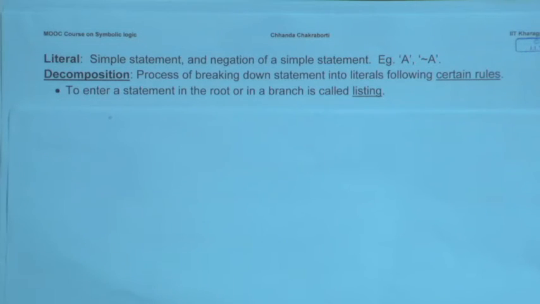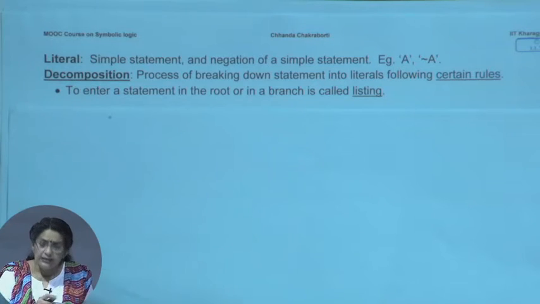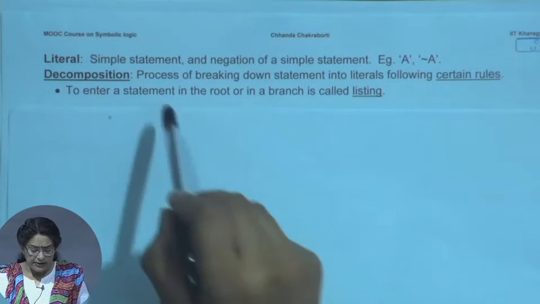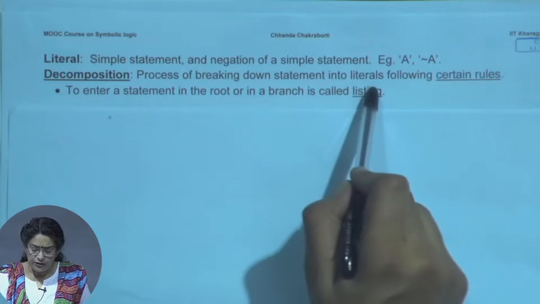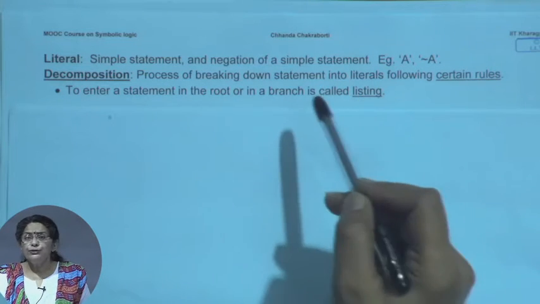So, literals you cannot break them further, you cannot decompose them further. So, at this level the decomposition process is completely over. What is the decomposition? As I said, the decomposition is nothing but taking the truth functional compound propositions and breaking them down into literals. How do you do that?